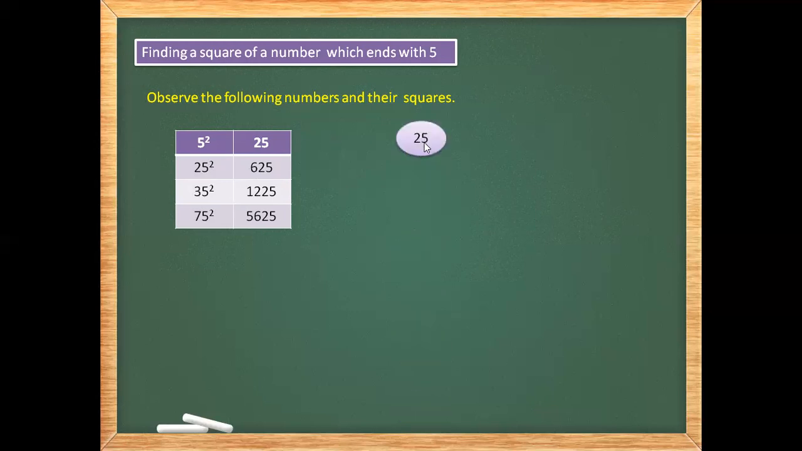Suppose I am taking 25, and I want to find 25 square. Now 25, that means here it is 2 and 5. So with this 2, what do we have to do? Just multiply the number and its successor. So what is the number? 2. What is its successor? 3. So multiply them. What are you getting? 2 into 3 is equal to 6. Now with this 5, what do you have to do? Squaring 5, what are you getting?